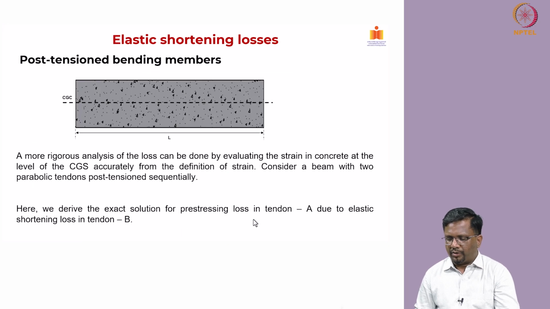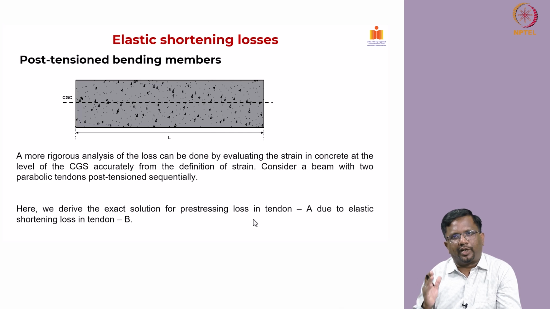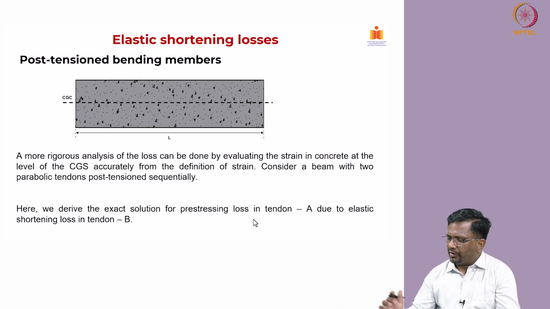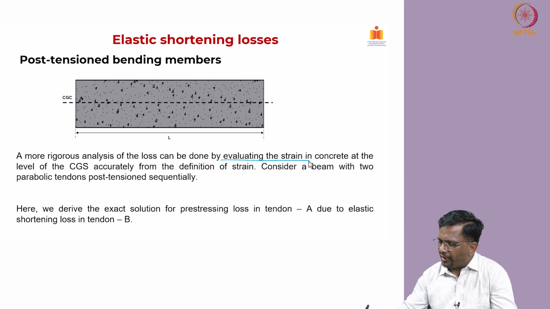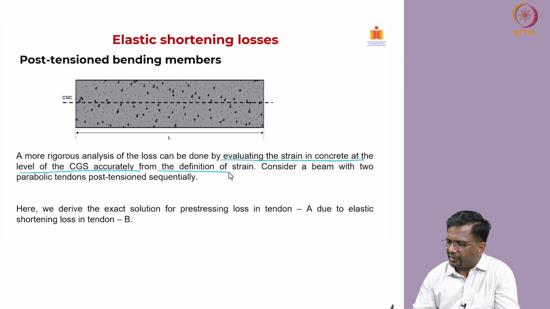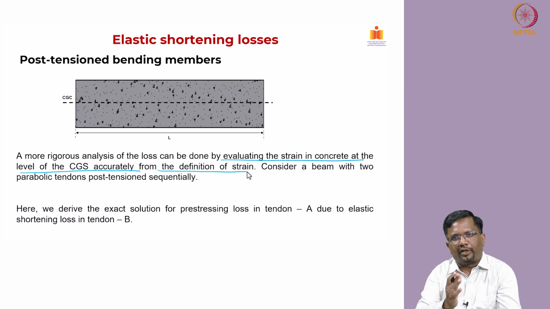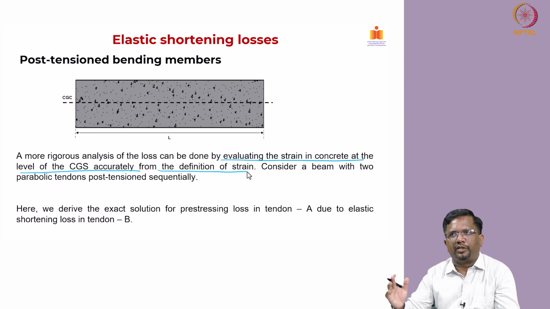Now, how do we do that? I think we can also do a more rigorous analysis by actually calculating the strain, right. So, this is what we do. We evaluate the strain in the concrete at the level of the CGS accurately from the definition of strain. So, from first principle, what is the definition of strain? Using that we can actually calculate the variation of strain along the length of the member.